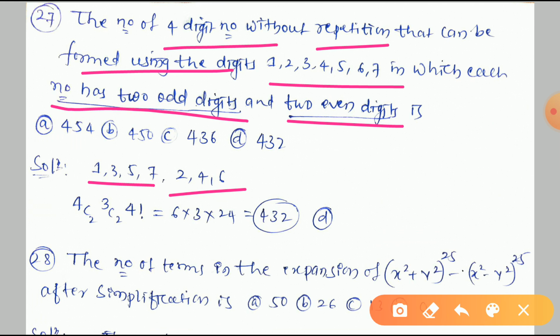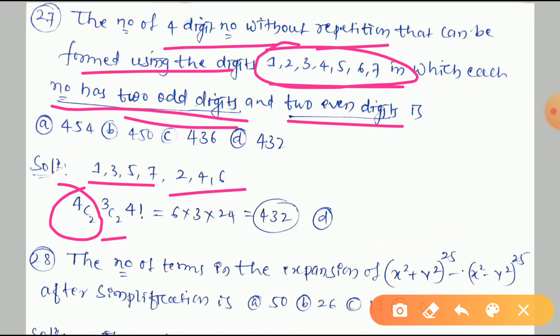2 4 6 are even digits. Our aim is to find numbers without repetition by using these digits, in which each number has 2 odd digits and 2 even digits. Therefore, four odd digits are there by using the digits 1 2 3 4 5 6 7. Therefore 4c2, as 4 odd digits are there. By using these 4 odd digits, to form four digit numbers, two odd digits.